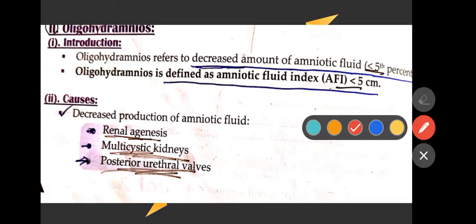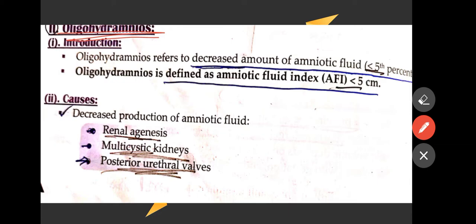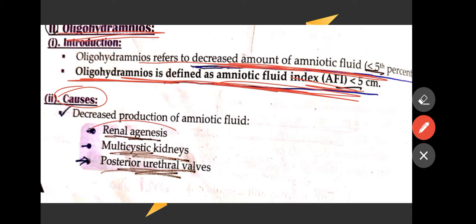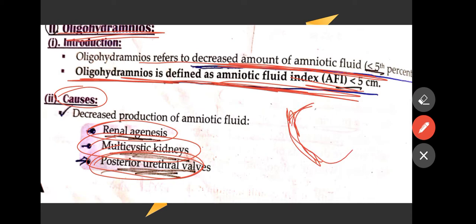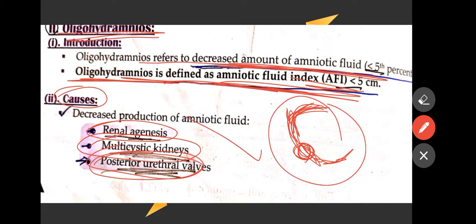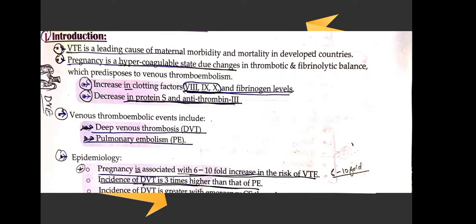Another antenatal obstetric complication is oligohydramnios. Oligohydramnios refers to a decreased amount of amniotic fluid, less than the 5th percentile. It is defined as an amniotic fluid index of less than 5 centimeters, and the causes are renal agenesis, multiple cystic kidneys, and posterior urethral valve problems. Now let's suppose this is the fetus. As I told you before, the fetus swallows amniotic fluid and then excretes it. But when there is a problem in excretion, the fetus is swallowing but not excreting, which reduces the amount of amniotic fluid, and this leads to oligohydramnios. So in this way it occurs.